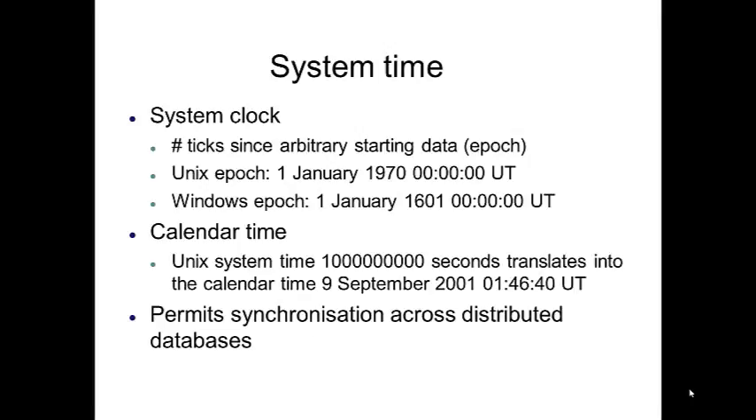So what is system time? Well, it's driven by the system clock in a computer. Every computer has a clock that ticks away, and the system clock operates on the number of ticks since an arbitrary starting date, an epoch. So the Unix epoch is the 1st of January 1970, because that was presumably when the Unix system started to come into general use.